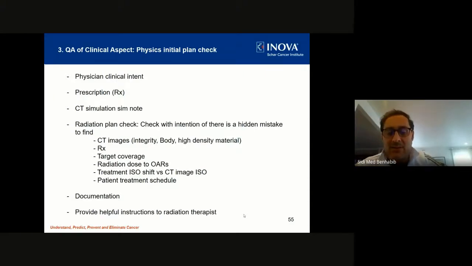And then at the end, physics drops a document to show that the patient chart was checked, and we approve the plan for treatment. Basically, if this is not done, then therapists will not treat the patient. We have this regulation in the clinic, so this document has to be dropped before therapists can treat a patient. Next slide.